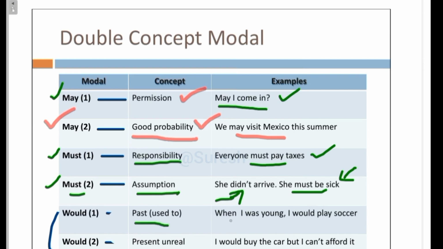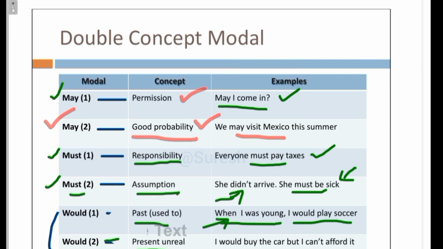When I was young, I would play soccer. See, what does it say? Now he is not playing soccer at all. Only when he was young, he used to play soccer. So instead of would, they can place used to also. But using this modal verb would is the way to write the sentence. I would play soccer when I was young. Right? That is the first concept. Since it comes under double concept modals, you should understand two ways of using would. Okay, clear?